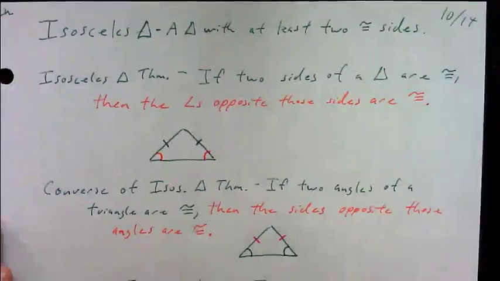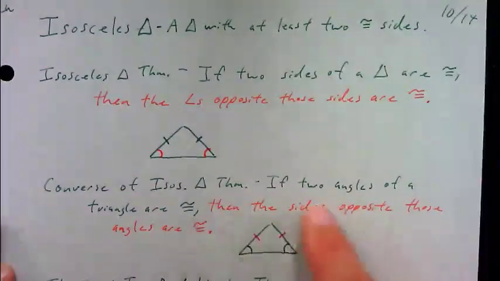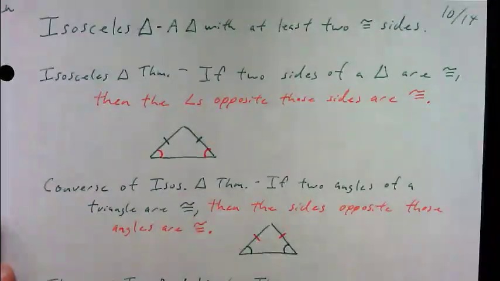The converse does the exact opposite. So notice, the colors have been reversed a little bit here. We still are dealing with the fact that we have a triangle. That doesn't change. But the converse of isosceles triangle theorem switches the part about which parts are congruent. So if two angles of a triangle are congruent, then the sides opposite those angles are congruent. So here, these two angles are marked in green because we knew that part first this time. And if that is true, then the sides opposite those angles are congruent.